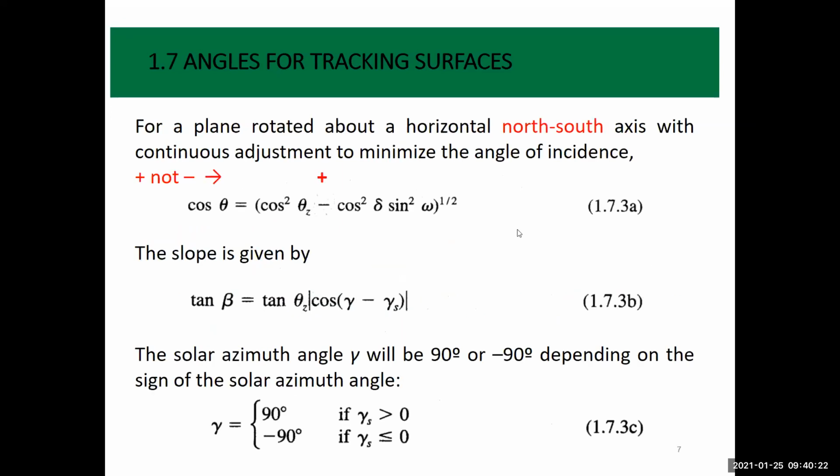If your system is located on a north-south axis, but with continuous adjustment, which means that you put it into a program that changes it within the day, you are not fixing it the whole day, but you are changing it within the day, then the values of the incident angle are going to be calculated according to the group of equations given as 1.7.3 A, B, and C.